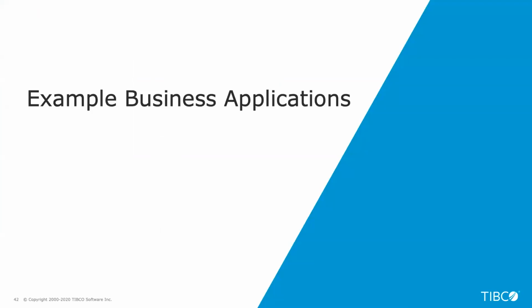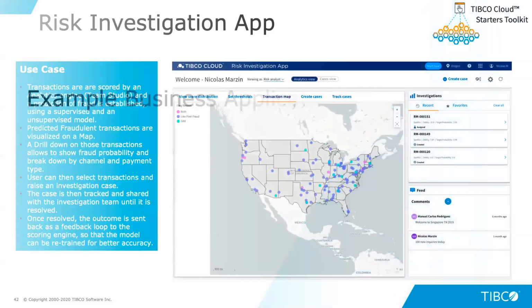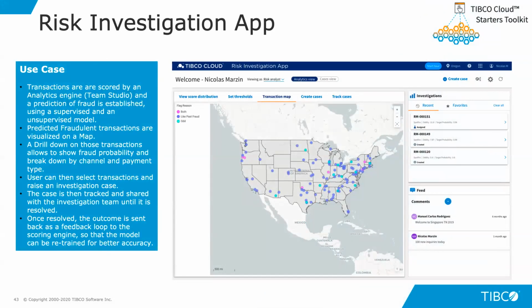So to move on from that, I just wanted to highlight a few of the sample business applications and demos that we have available on the toolkit. If you go to the next slide, Hugo. This one's the risk investigation app that you saw briefly. You can actually get this up and running just by logging into TIBCO Cloud and clicking on the Solutions tab, and we can deploy that with one click so that you can see the application.